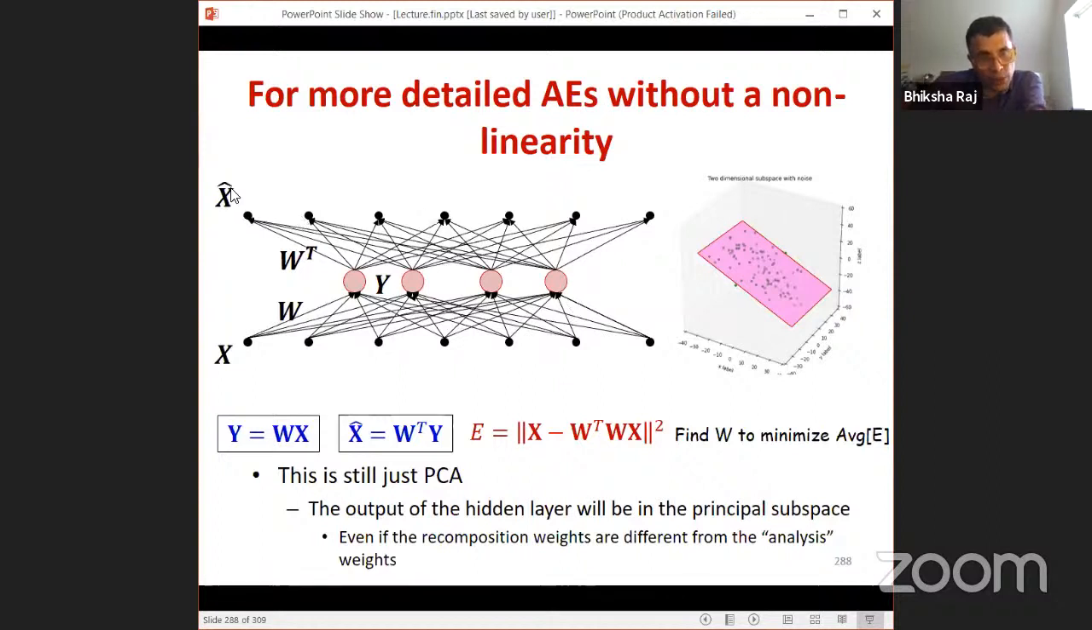And minimizing the squared error between X hat and X is still going to find me the weights which compose the principal subspace of the data. So this is still just going to give me principal component analysis. And the output of the hidden layer is going to be a point in the principal subspace. The reconstructed data are always going to be in the principal subspace.